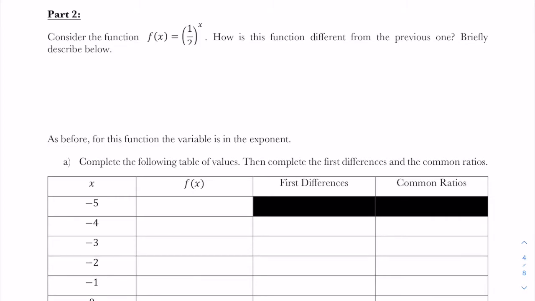Part 2 is very similar to part 1, but this one involves a slightly different exponential function. So first of all, it looks like this got cut off a little bit. That should be a 2. So now we're considering the exponential function f of x equals 1 over 2 to the exponent x. How's the function different from the previous one? Well, before we dealt with f of x equals 2 to the exponent x. So notice here that the base is just the reciprocal of the previous one.